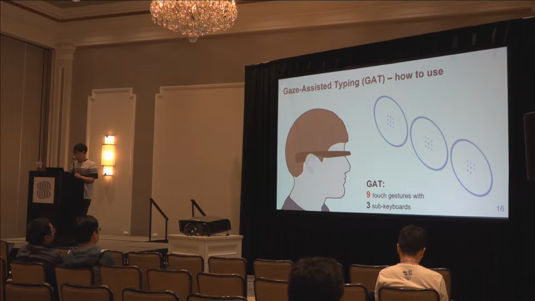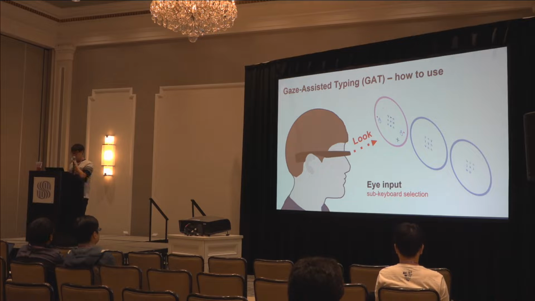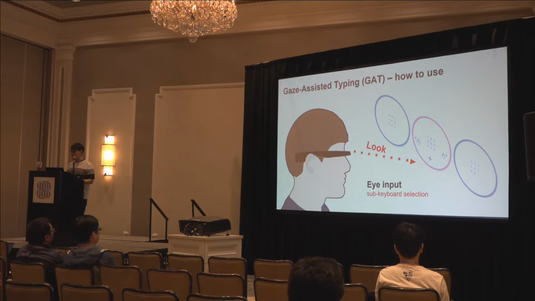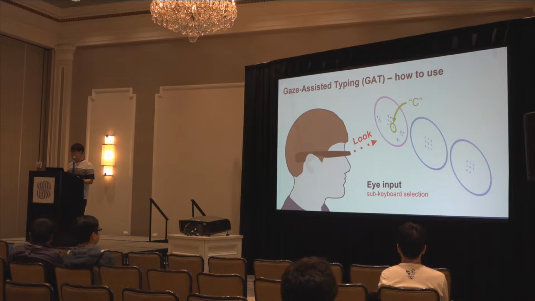Okay, let's go through it step by step with our initial design. The initial GAT used 9 touch gestures and the keyboard was split into three sub-keyboards. First, the user can select a sub-keyboard by looking at it. In this stage, the sub-keyboards simultaneously respond to the user's eye movement.